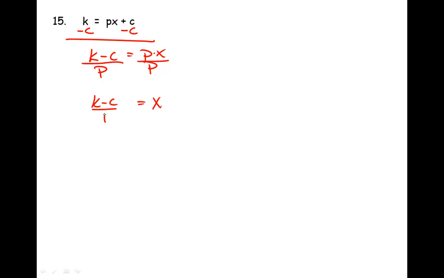Number 15, solve for x. To do this, we want to subtract the c first. And because p is multiplying the x, we need to divide by p on both sides to get rid of the p. So x is equal to k minus c over p.